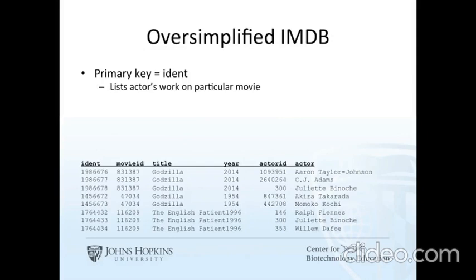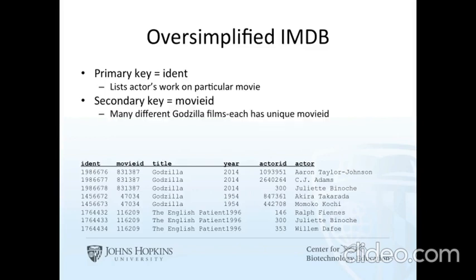Now, a movie database might look something like this, but I've really oversimplified it. I'm not going to suggest that IMDb is based on a simple spreadsheet, but let's take a look at this data on the bottom. The primary key in this case is ident, which lists an actor's work in a particular movie. A secondary key is movie ID. So you see movie ID, that's the number we saw on the last slide, 831387. I left off the preceding 0.